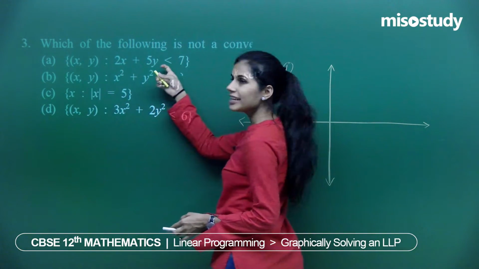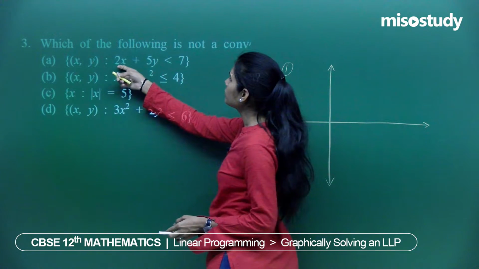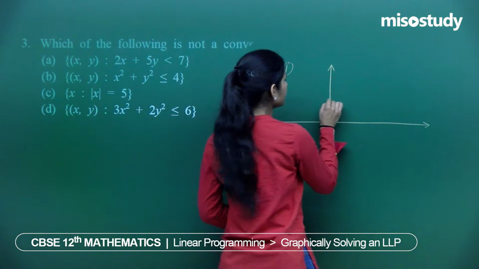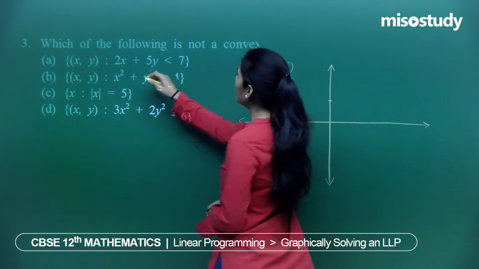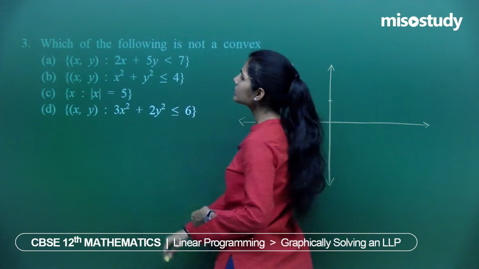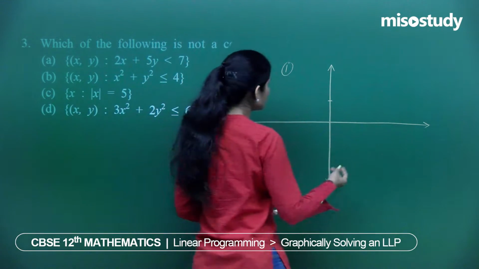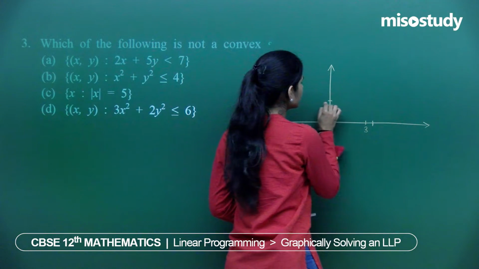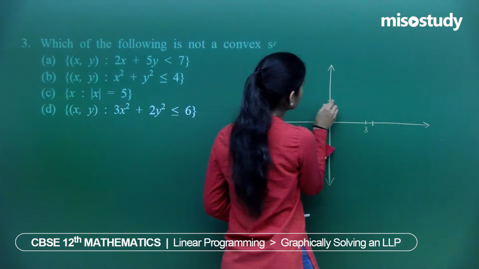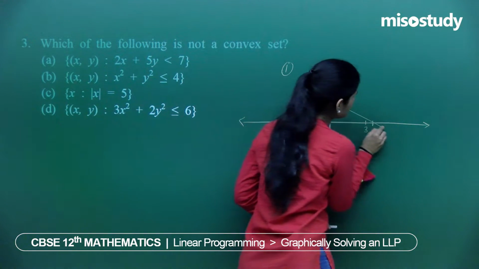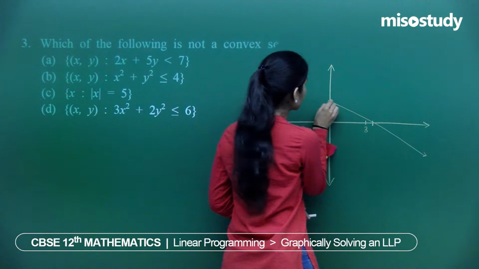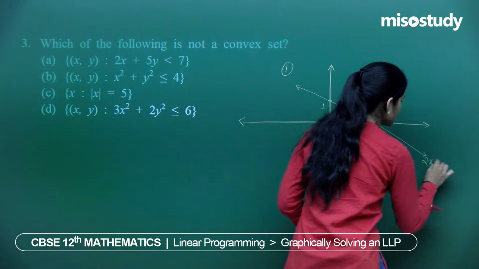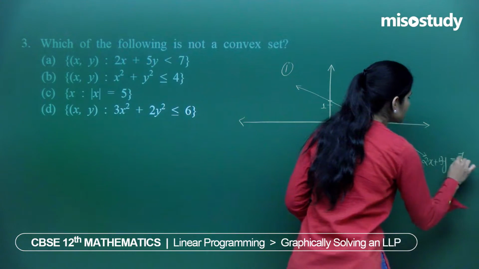Consider 2x plus 5y equal to 7. When you put x equals 0, you get y equals 7 by 5, which is 1 point something, and when you put y equals 0, you get x equals 7 by 2, which is 3 point something. Fine. So somewhere here is 3, somewhere here is 1, this is 1 point something, 3 point something, and when you join these two, you actually get the straight line representing 2x plus 5y equal to 7.